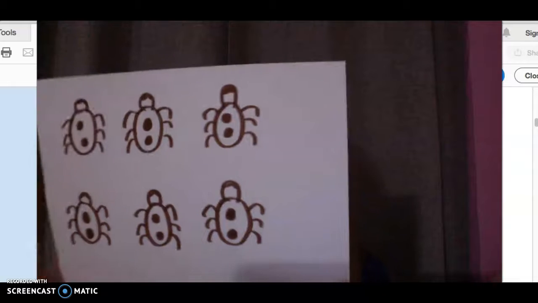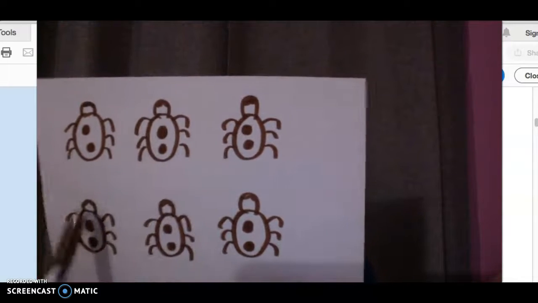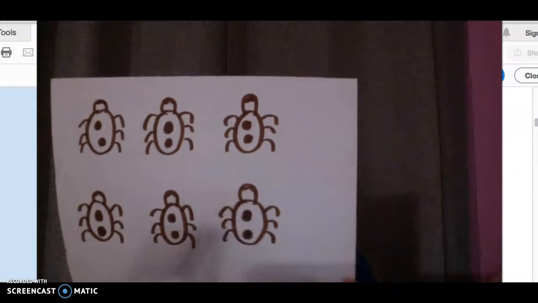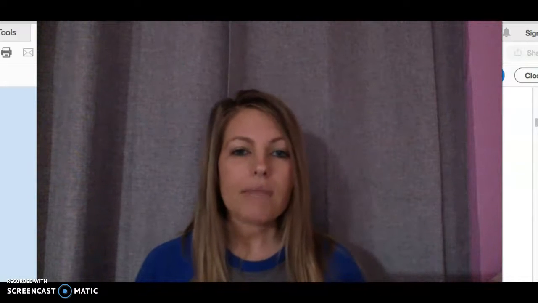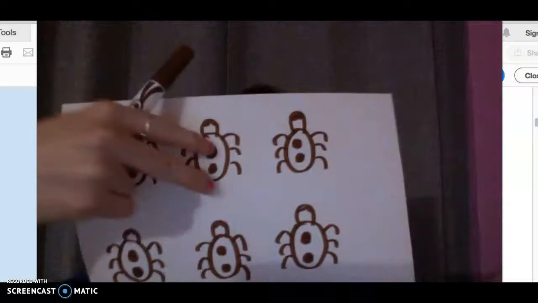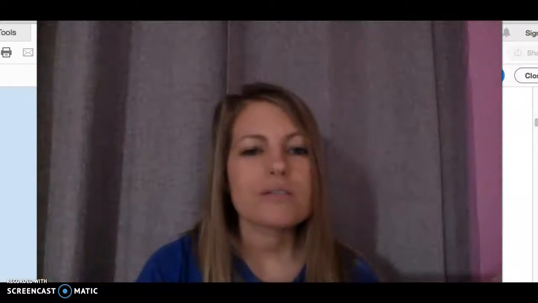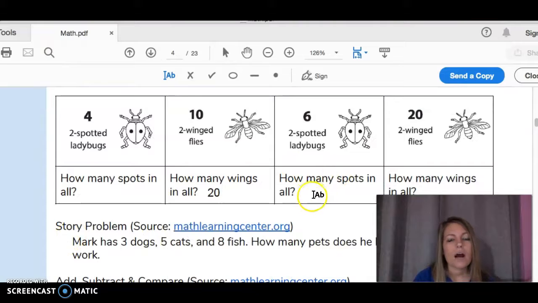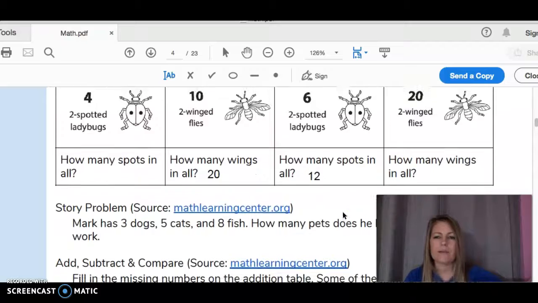How many total spots are there? 1, 2, 3, 4, 5, 6, 7, 8, 9, 10, 11, 12. I could also count much more efficiently or quickly by counting by 2s. 2, 4, 6, 8, 10, 12. So on our 6 two-spotted ladybugs, we had 12 total spots.